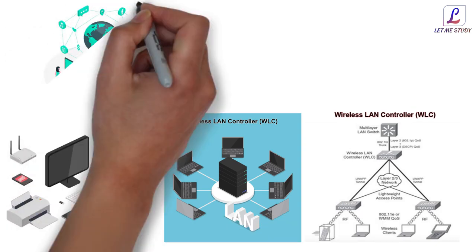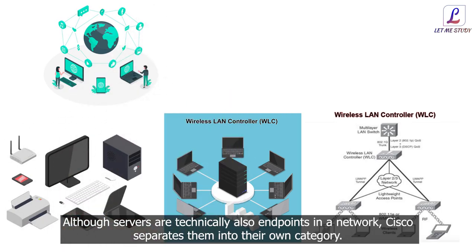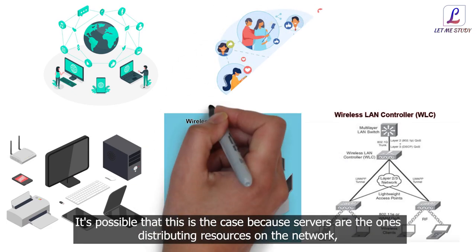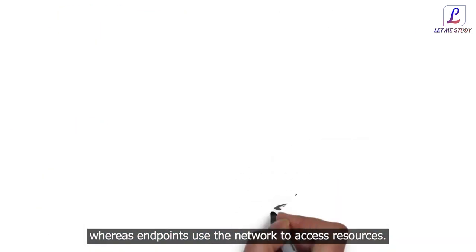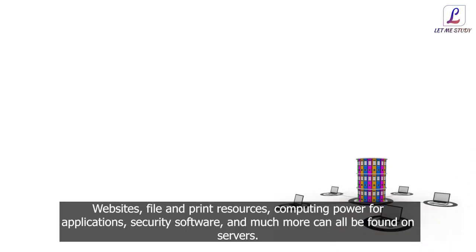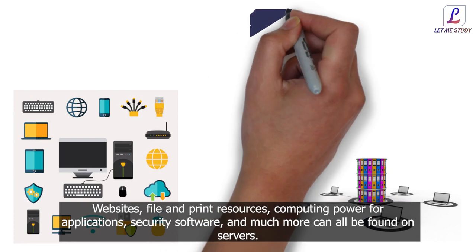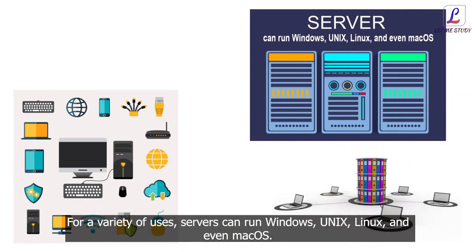Then there are servers. Although servers are technically also endpoints in the network, Cisco separates them into their own category. This may be the case because servers are the ones distributing resources on the network, whereas endpoints use the network to access resources. Websites, file and print resources, computing power of applications, security software and much more can all be found on servers. For a variety of uses, servers can run Windows, Unix, Linux and even Mac OS.